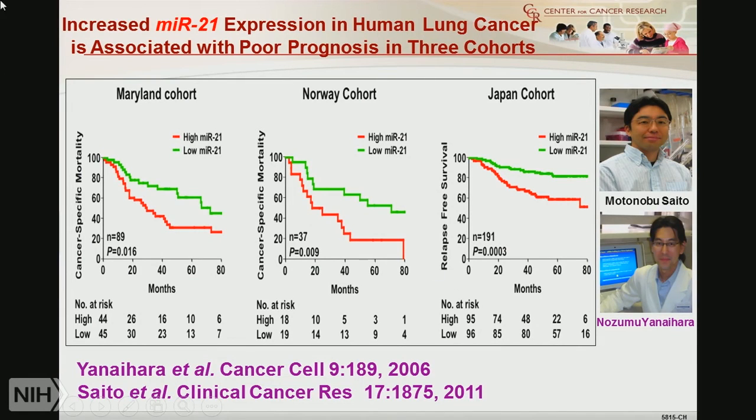So this is a study looking at 3 different cohorts of lung cancer cases, a Maryland cohort, a Norway cohort, and a Japanese cohort. Again, these are Kaplan-Meier plots, 100%, 0% survival. 5 years is out here. If high levels of miR21, that's the red line, poor survival in each of these cohorts.